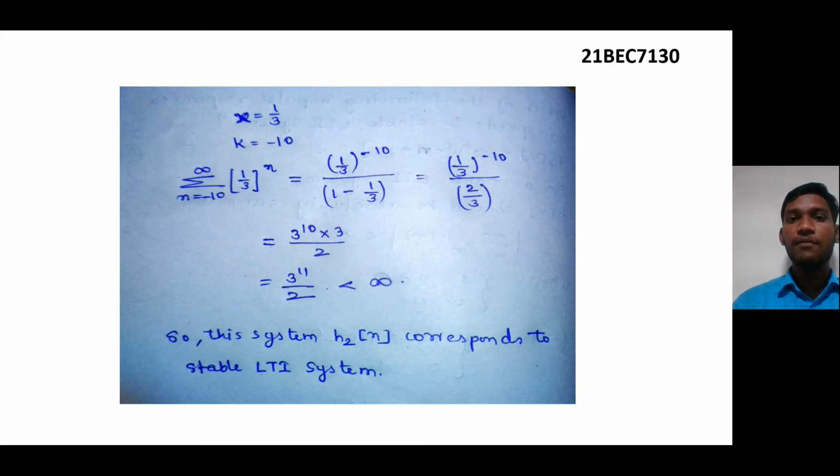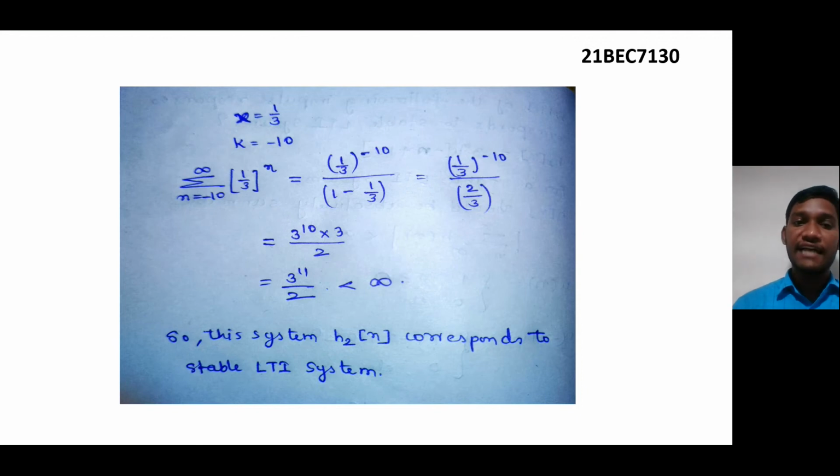Now taking x power k, that means 1 by 3 power 10 divided by 1 minus 1 by 3. That can be written as 3 power minus 10, and 1 minus 1 by 3 gives us 2 by 3. Now the reciprocal gives us 3 by 2. 3 power 10 into 3 power 1 gives 3 power 11, as the formula is a power m into a power n equals a power m plus n. That means the value is 3 power 11 by 2. This value is less than infinity.